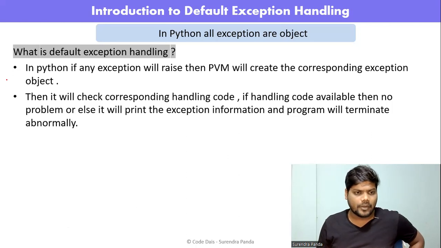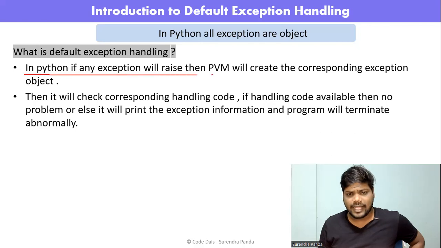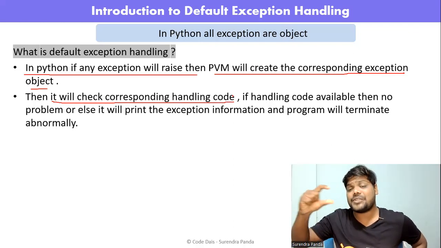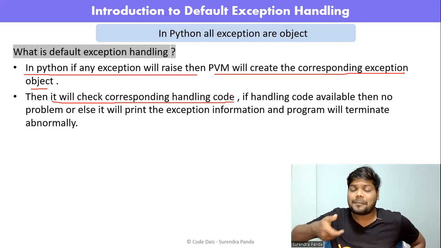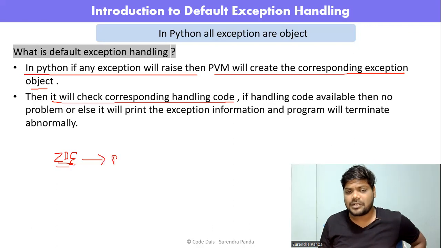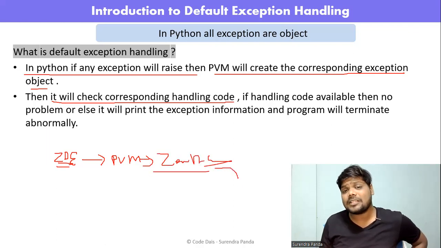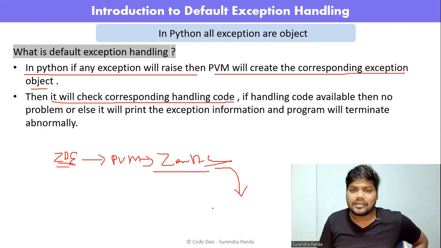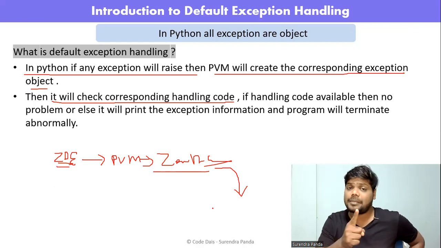Observe very carefully, this is a very important point. In Python, if any exception is raised, the Python virtual machine will create the corresponding exception object, then it will check for the corresponding handling code. Suppose a ZeroDivisionError exception comes. Then the Python virtual machine will create the object for the ZeroDivisionError class, and immediately search for handling code, the try except handling code. If handling code is there, no problem. If handling code is not present, then it will stop the flow of execution. We already completed this concept in a previous class.